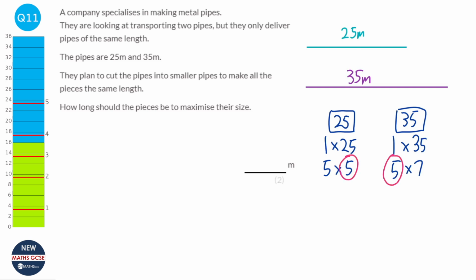So what we can do is we can cut all of these pipes into 5 metre pipes. So 1, 2, 3, 4. Not to scale, and then 7 of these, so there's 7 in total. Each of these are 5 metre long, and there's no wastage. And that's the longest we can make the pipes for there to be no wastage at all. So my answer is 5 metres.